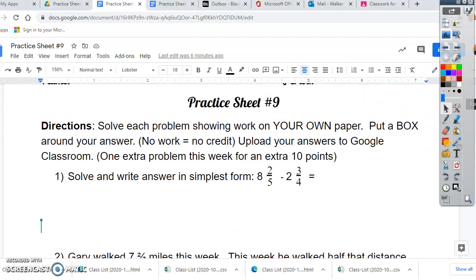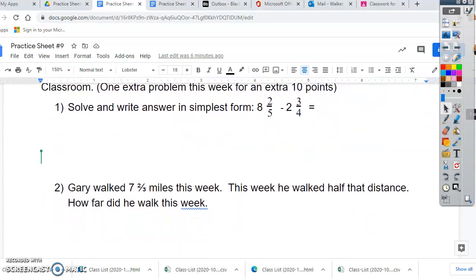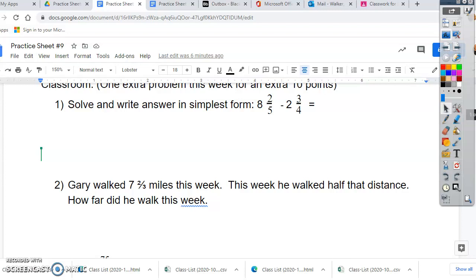Hey guys, we are going to work on practice sheet 9. This says solve and write your answer in simplest form. So we are subtracting fractions here. Remember, adding and subtracting, we want same size pieces, which means a common denominator. So we want the least common denominator, okay?